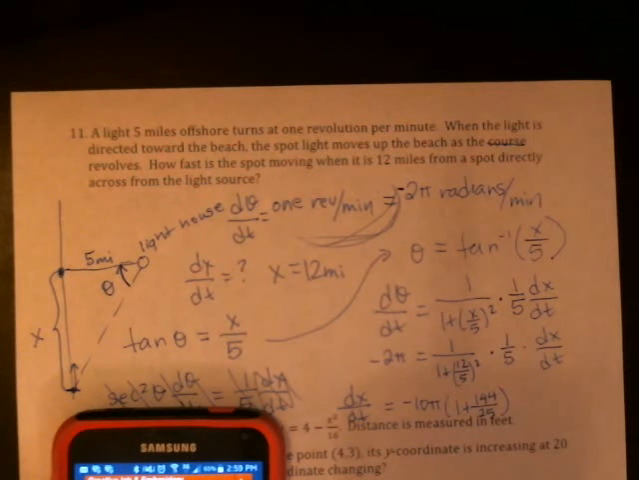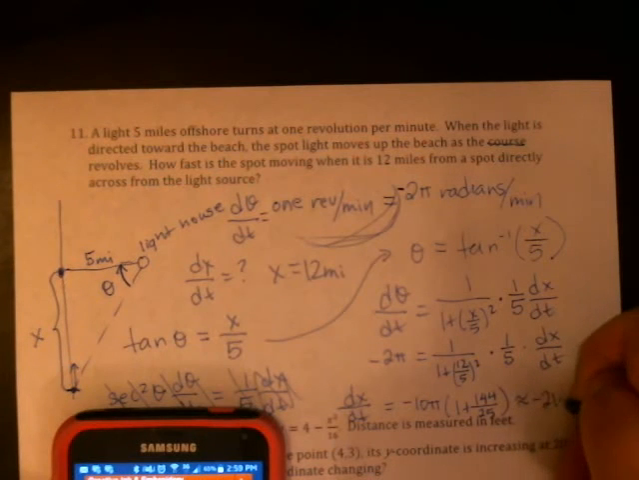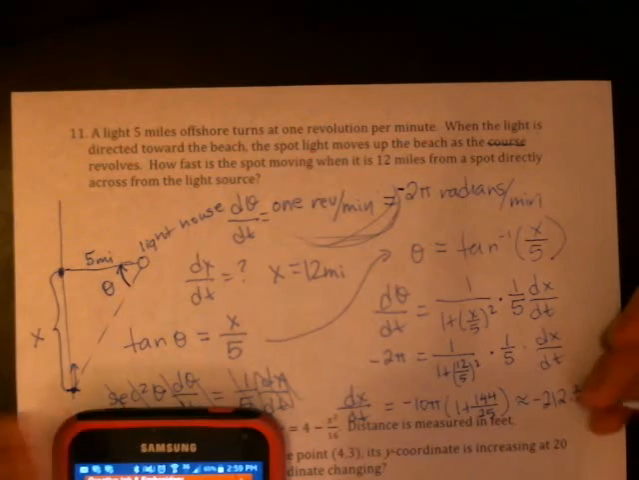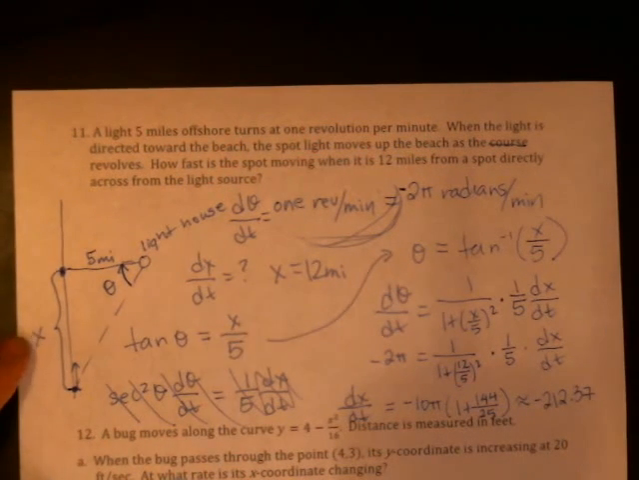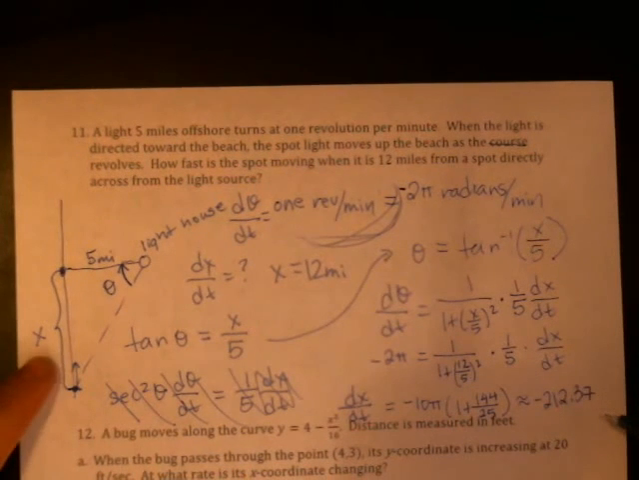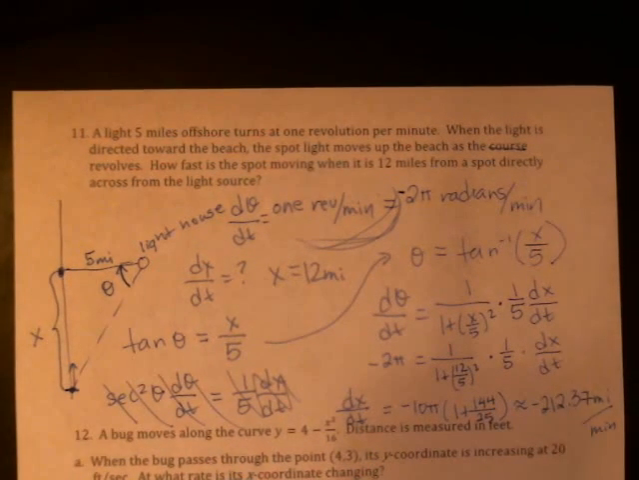Which is negative 212.37. I don't know why it thinks it wants to give me degrees, but I don't want degrees. That is how fast x is changing. So distance x is decreasing by 212.37 miles per minute, which is quite speedy, I would say. Okay, thanks for watching.